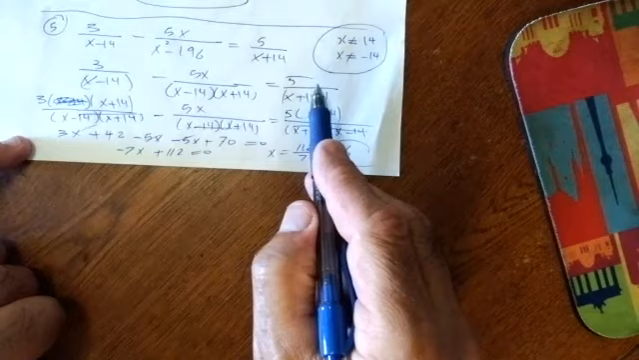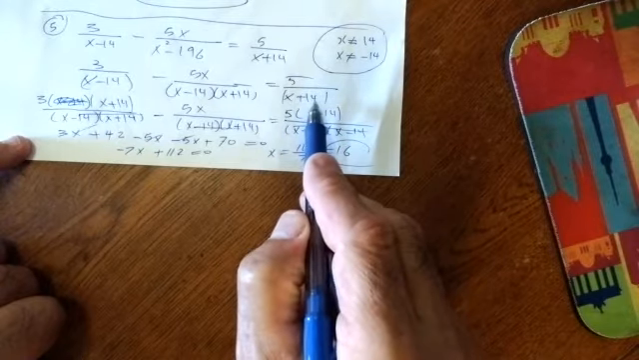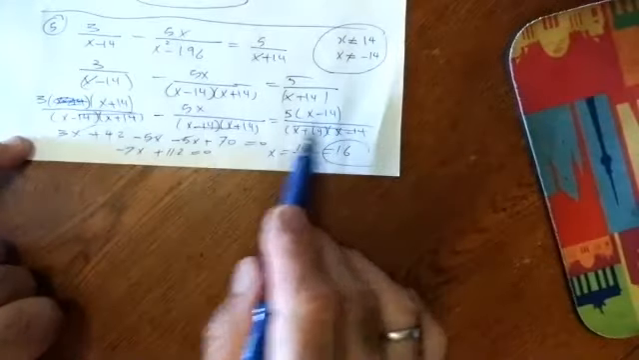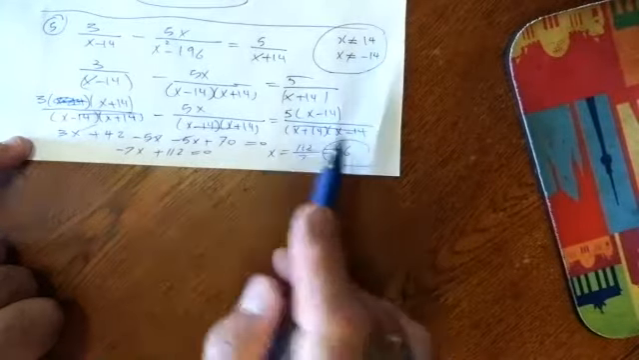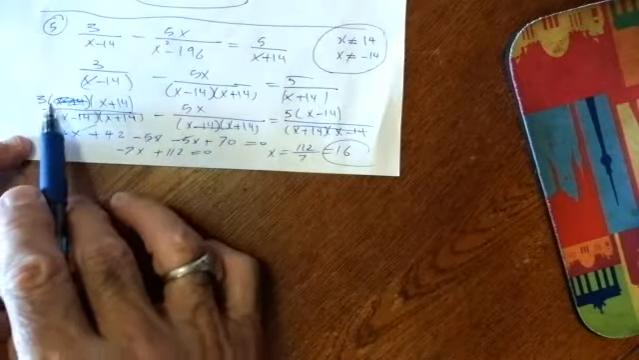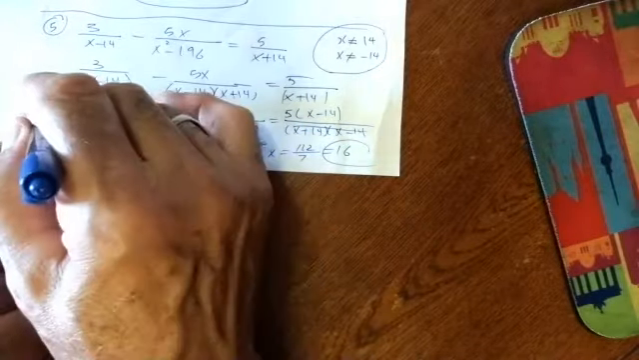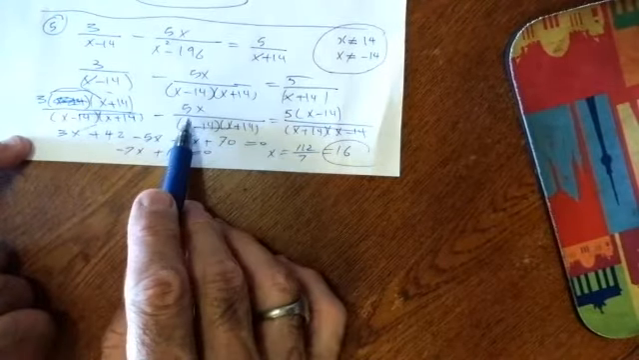This one has x plus 14, but it doesn't have x minus 14. So you put x minus 14 here and x minus 14 here. In that case, they all have the same denominator, so you could cancel. When you cancel, what do you have? You have 3 times x plus 14, which when you distribute that is 3x plus 42 minus 5x.